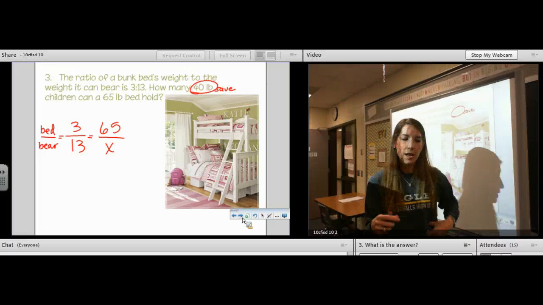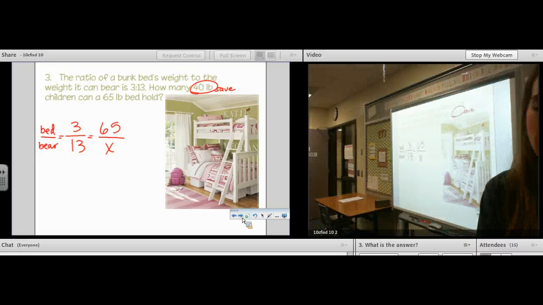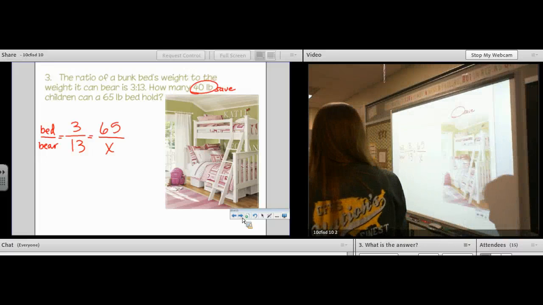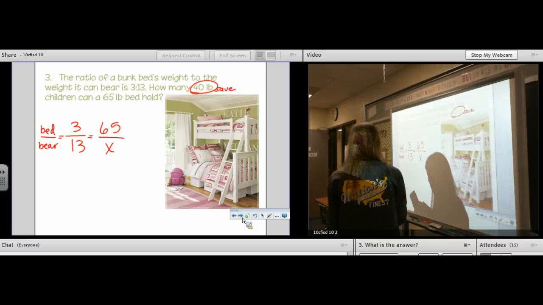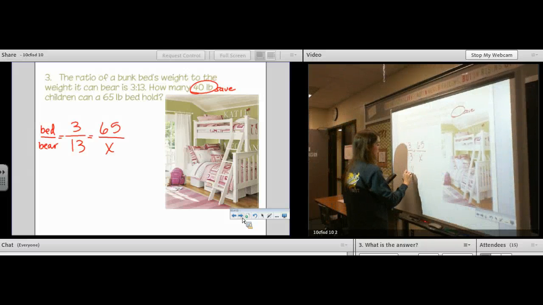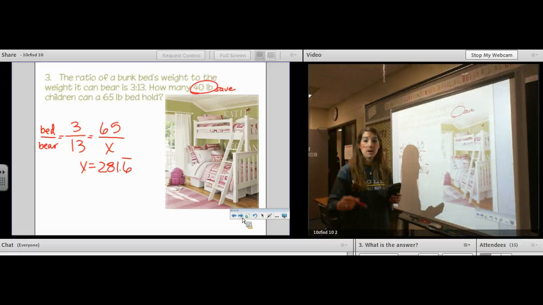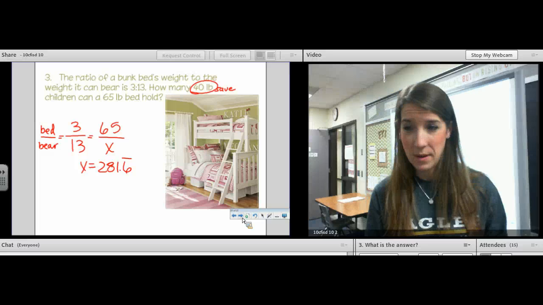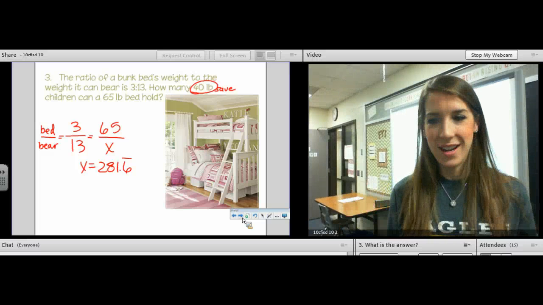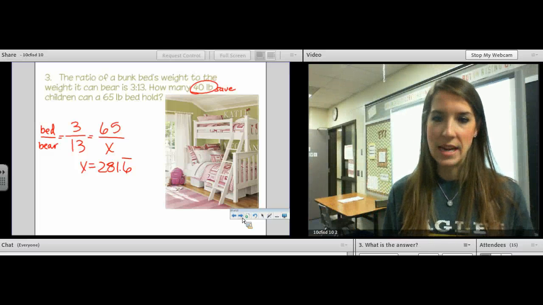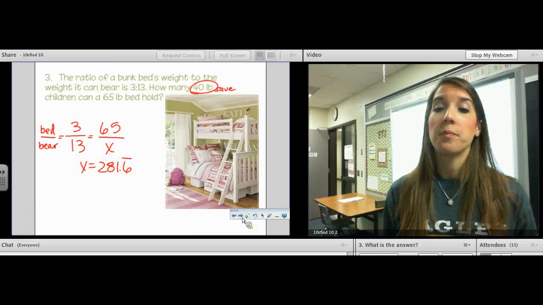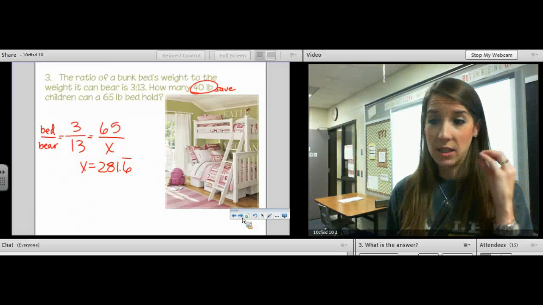So we're going to cross multiply and we're going to get a nice ugly number: 65 times 13 divided by 3. And we get 281.6 repeating. That would never be your answer. You never put a repeating decimal as an answer, but I'm not done. That's not my answer, so I am going to put a repeating decimal down. Now, that's how many pounds this bed can hold.